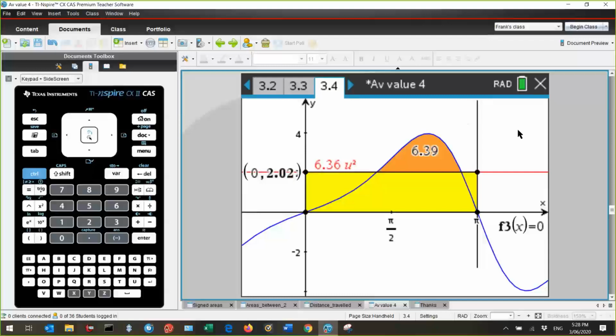So what's happening there is that the grey area above the average value is the same as the 2 yellow areas below the average value. So I've effectively turned that hill-shaped area into an equivalent rectangle, a rectangle of equivalent area.